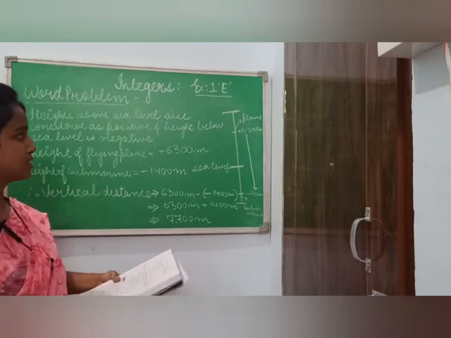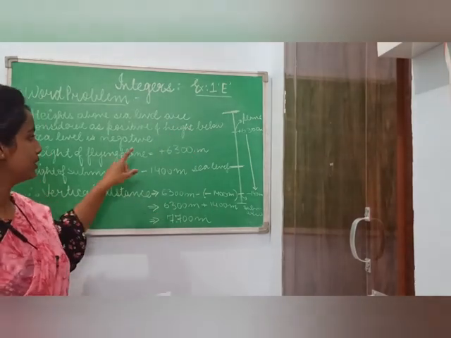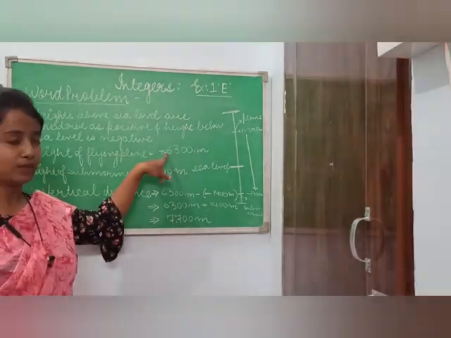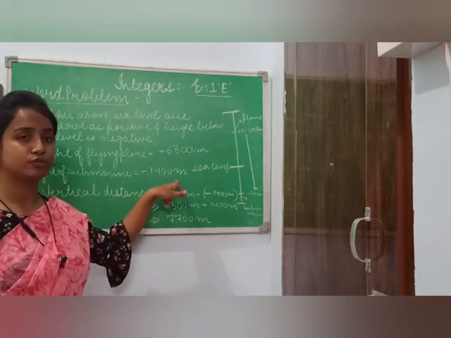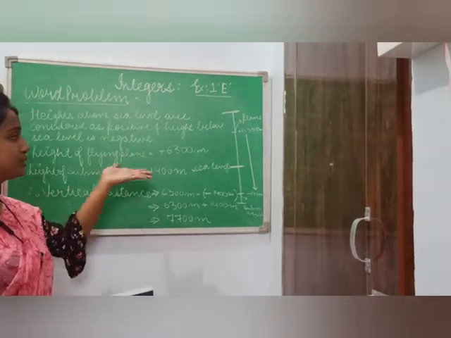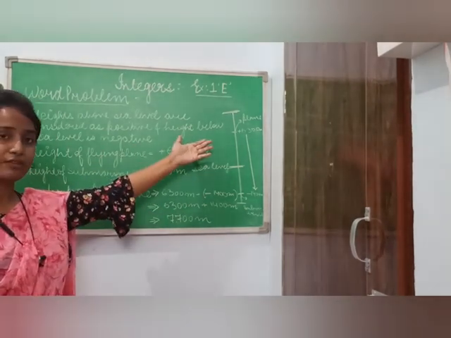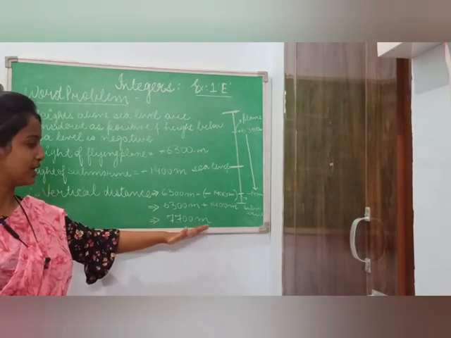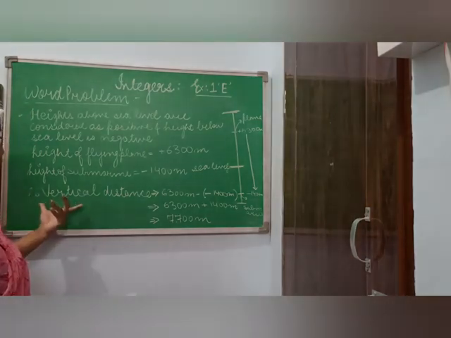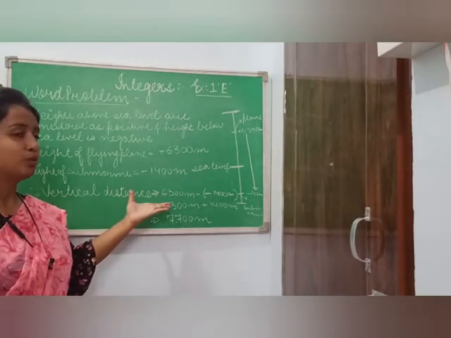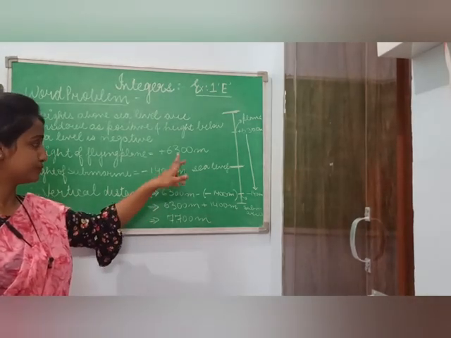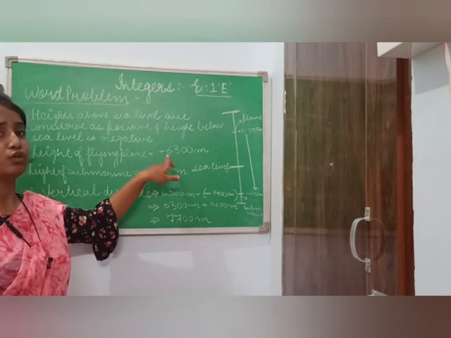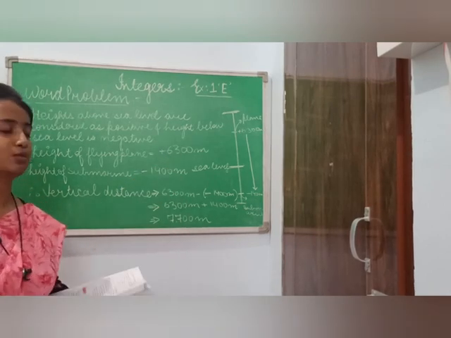Therefore, for finding out the distance between the plane and the submarine, first of all we wrote the height of the plane, then we wrote the height of the submarine, and we know that the distance above the sea level is taken as positive and the distance below the sea level is taken as negative. Then for finding out the vertical distance, we will subtract the height of the submarine from the height of the plane and we will get our required answer.